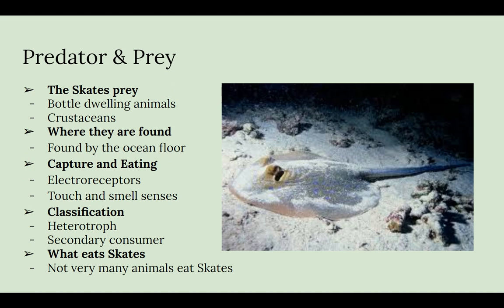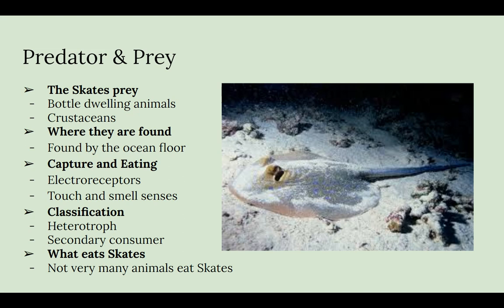Now, predator and prey. Skates prey on bottom-dwelling animals, which is anything like shrimp, oysters, clams, and other invertebrates, and then other crustaceans, which are crabs, lobsters, and barnacles. They're found on the ocean floor. To find their food, they use their electroreceptors, which are a sensory modality located on their snouts, as well as their touch and smell senses.